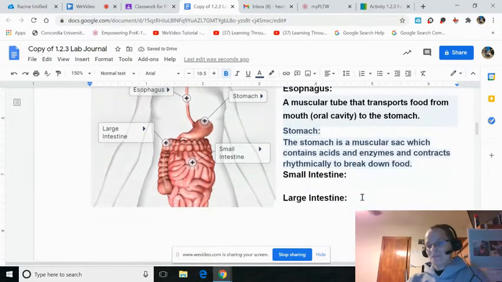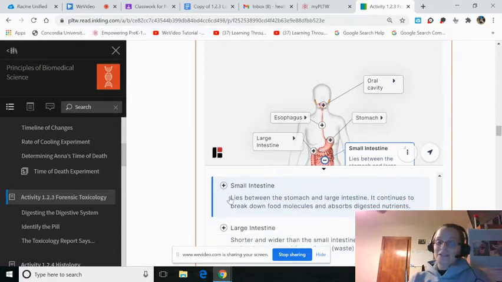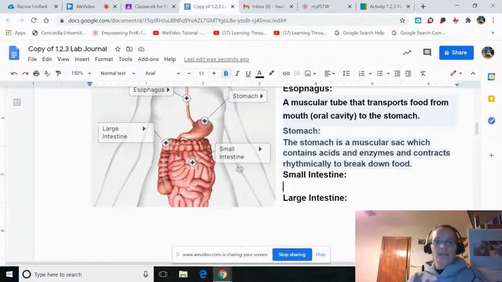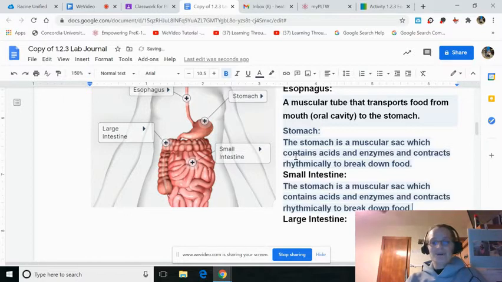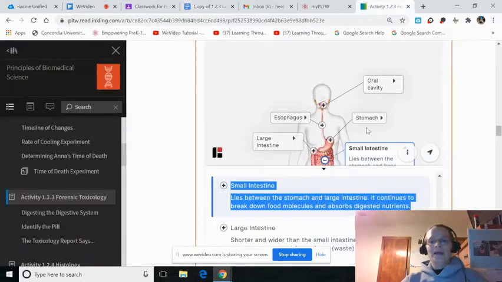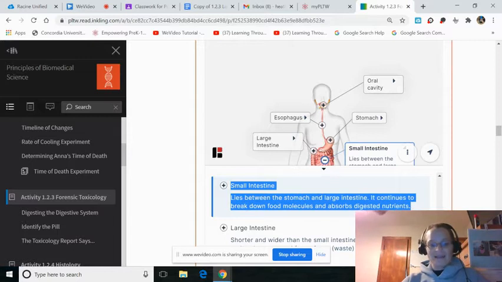So the stomach, the sac that contains the acids and stuff to break down the food. Small intestine lies between the stomach and the large intestine, and that's where a lot of the absorption happens. In fact, most of the absorption of your nutrients happens there. It's really cool to see the inside of the small intestine. It's got all these little projections called villi that dramatically increase the surface area of the small intestine.